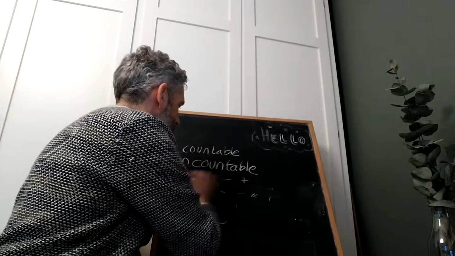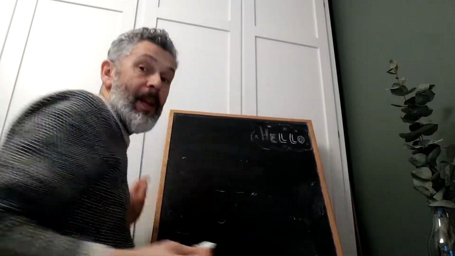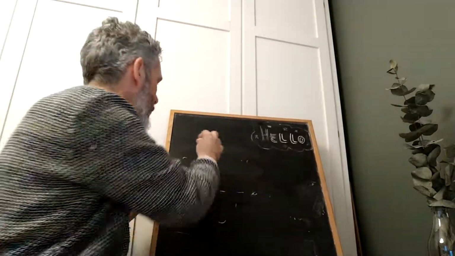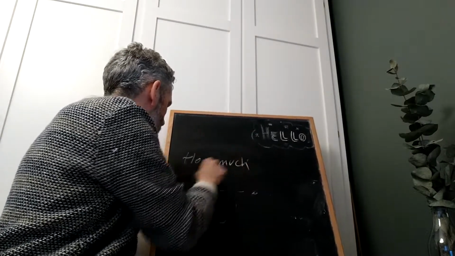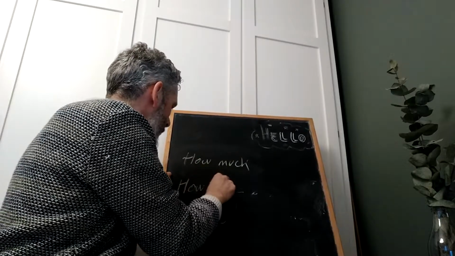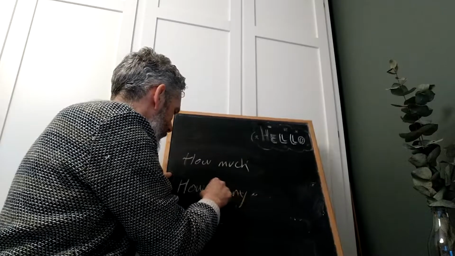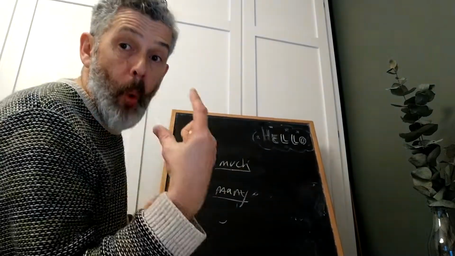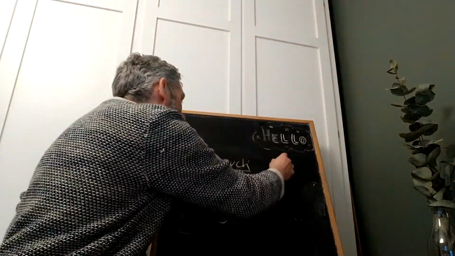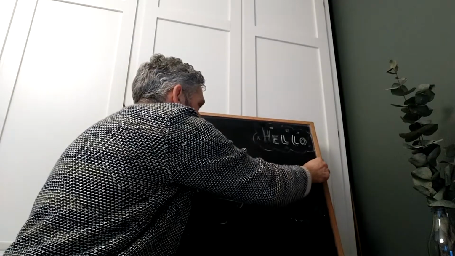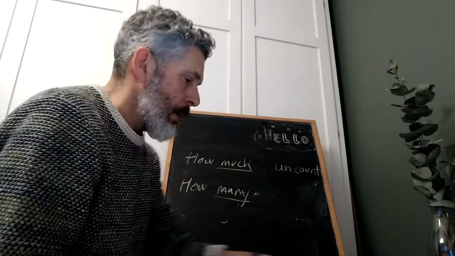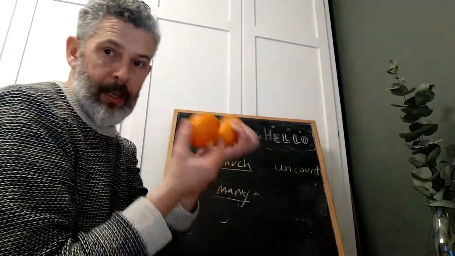Okay, so let's look at the last part. How much? And how many? This is to ask the quantity. Okay, quantity. How much? How much is with uncountables. Now, how many? You can answer with a number. Okay, is for countables.